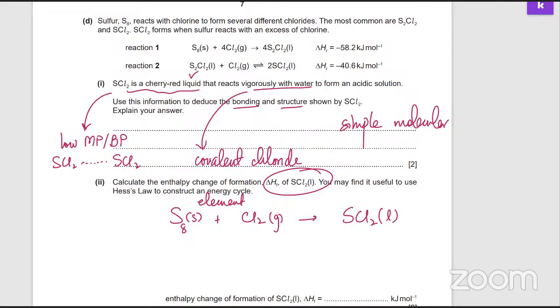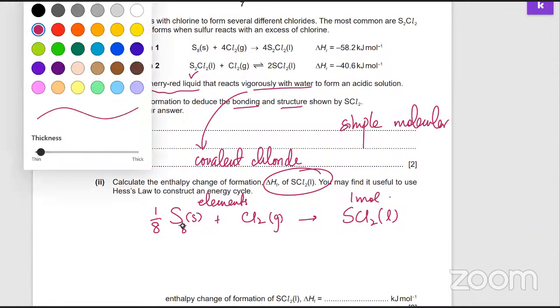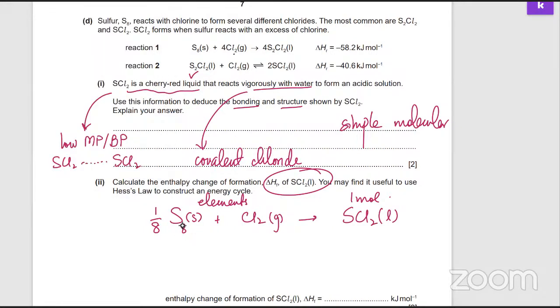Enthalpy of formation is that the elements form 1 mole of a substance, right? So I would have to write 1/8 over here, right? If I want to keep this as 1 mole, then this would be 1/8. You clear? Yes, sir. So this is what you're finding. We want to find X, right?